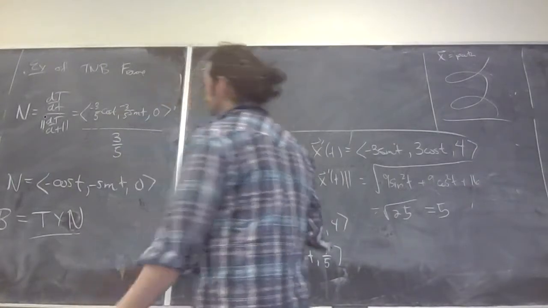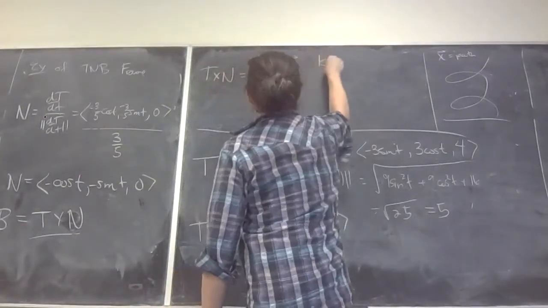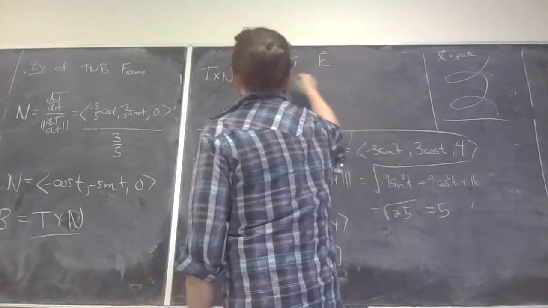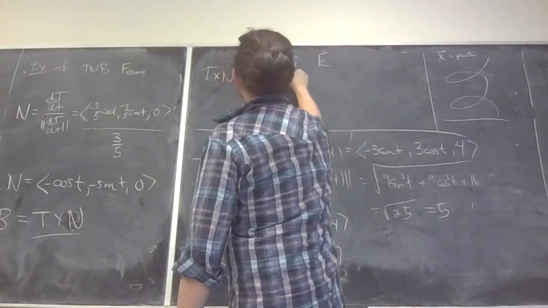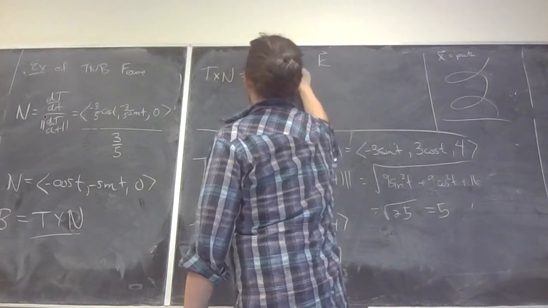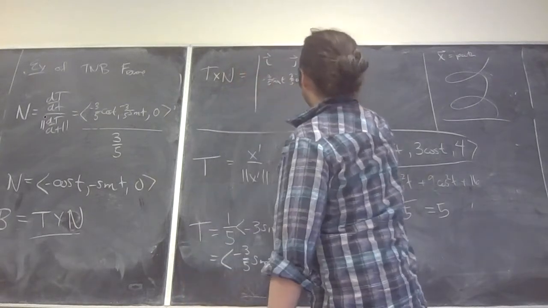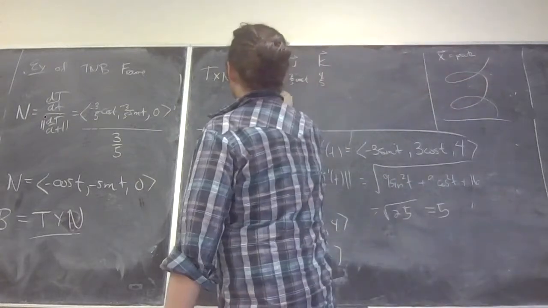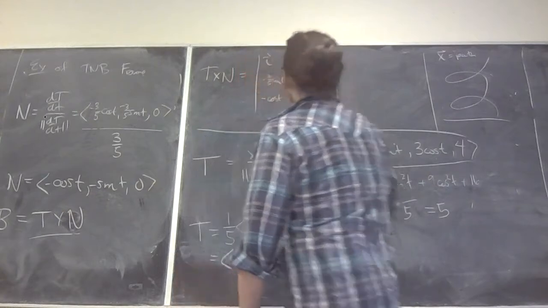So t cross n, maybe it will be easy. i, j, k, what's n? Where's t? Minus 3/5 times sine, minus 3/5, sorry, positive 3/5 times the cosine and a 4/5 right here. At least we'll get 1, 0, minus the cosine, minus the sine, 0.